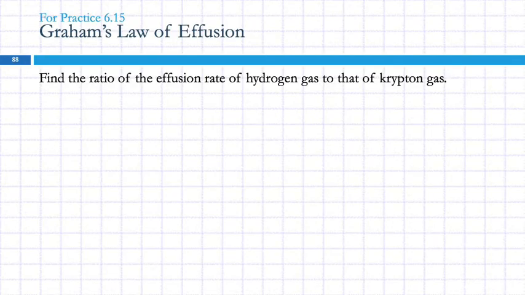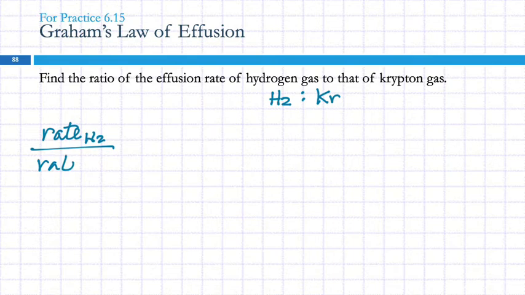How do we do a problem like this? This is asking us to find the ratio of the effusion rate of hydrogen gas to that of krypton gas. So hydrogen to krypton is the ratio. It's specifying which direction it is. So we're looking at the rate of hydrogen divided by the rate of krypton. If they said the rate of krypton to hydrogen, then it would be reversed.